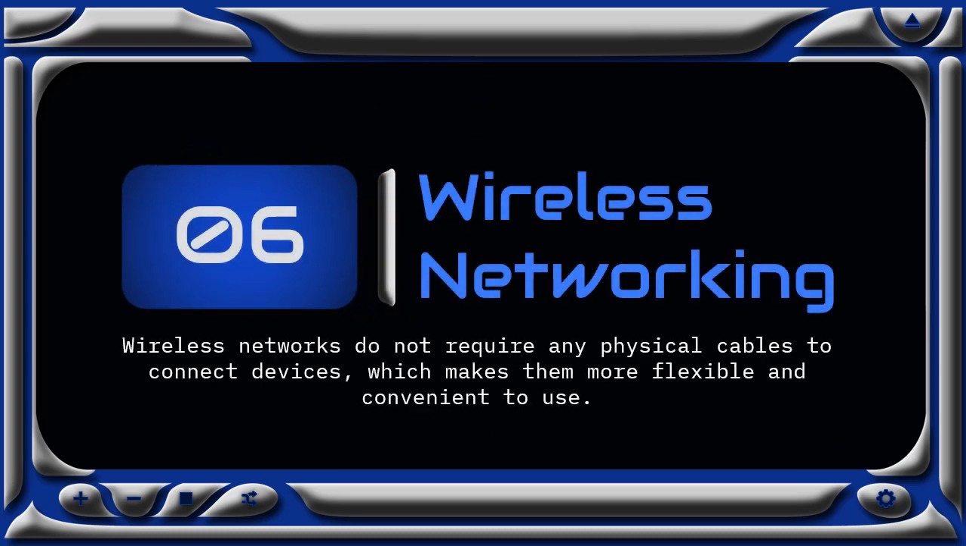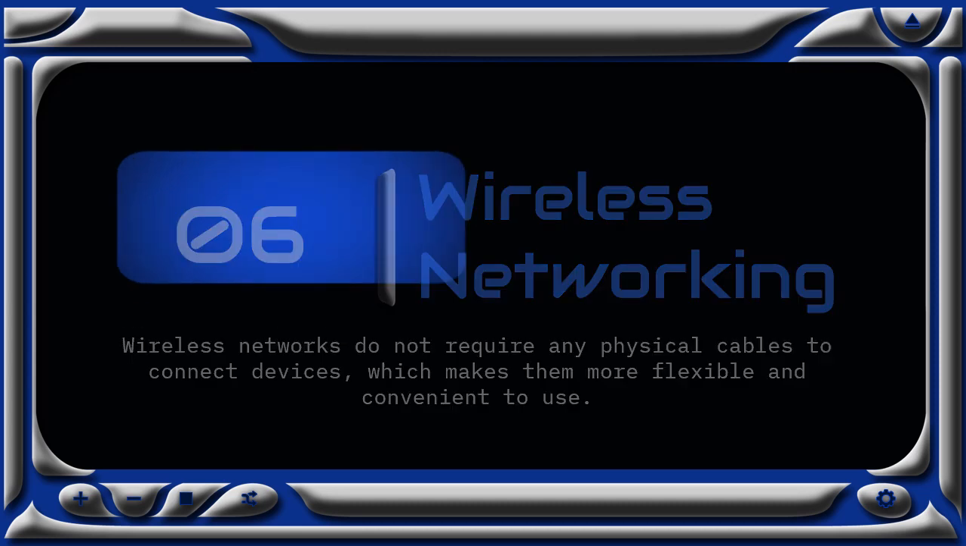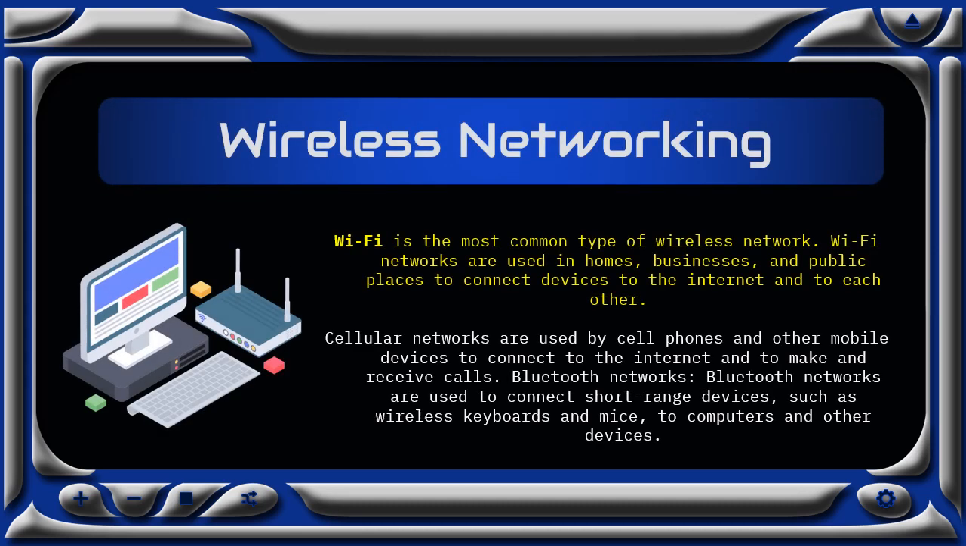Furthermore, we have wireless networking. Wireless networks do not require any physical cables to connect devices, which makes them more flexible and convenient to use. Wi-Fi is the common type of wireless network. Wi-Fi networks are used in homes, businesses, and public places to connect devices to the internet and to each other.